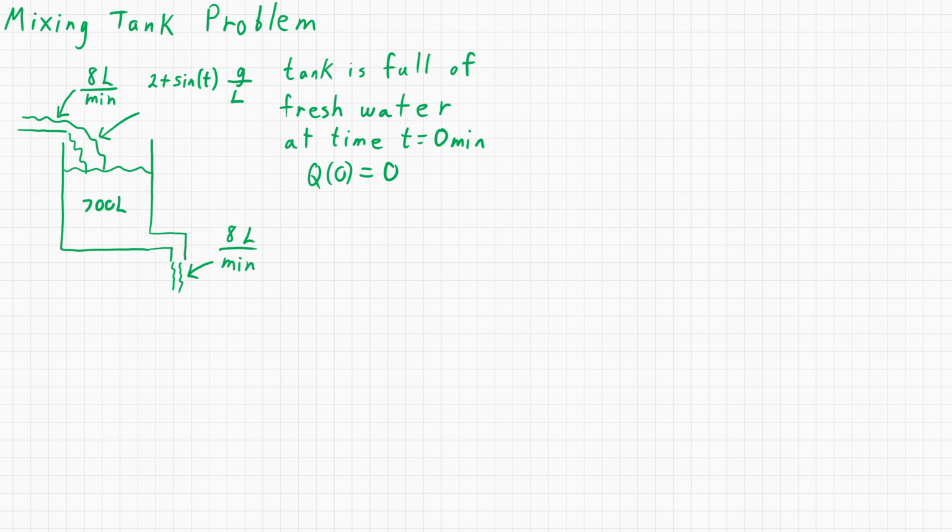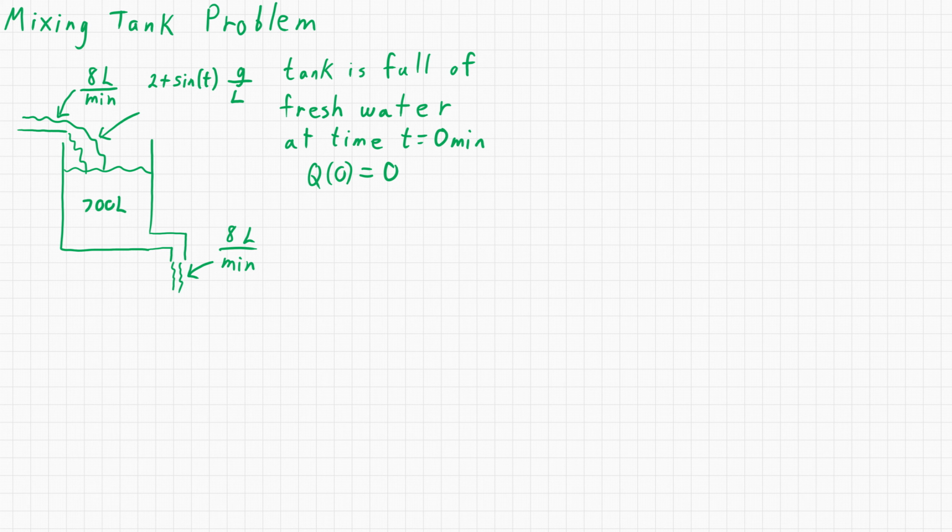This is another variation on the mixing tank problem. A little bit different here, but mostly the same. We have 8 liters per minute of liquid flowing into a tank, with the same 8 liters per minute flow rate going out of the tank. The tank has a volume of 700 liters.